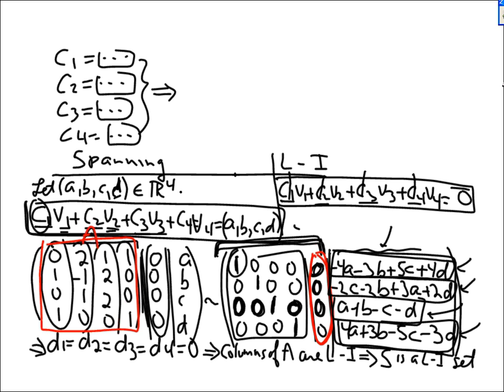Well, this implies that V is in the span of S. Well, S is linearly independent, and this implies that S spans V. So S spans V, and S is linearly independent. Therefore, S is our basis.